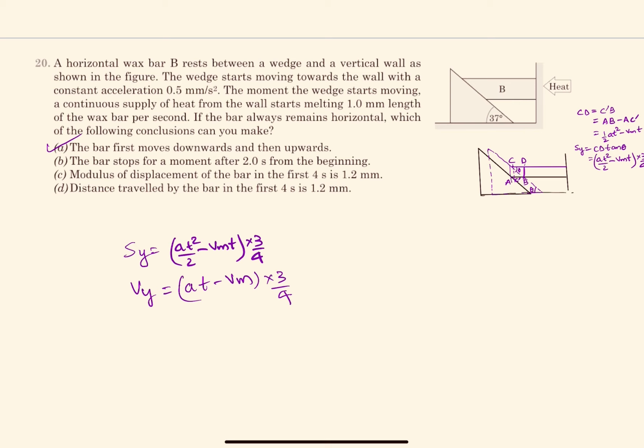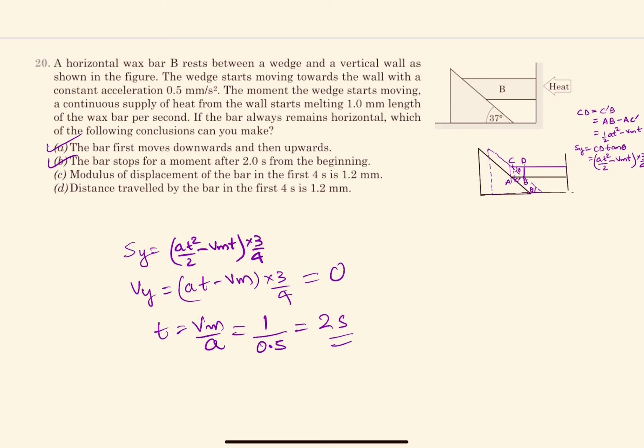So at t equal to what time will it stop? We can find out very easily from here. We just have to equate this to 0. So when we equate this to 0, what do we get? We get t is equal to Vm by A. Okay, so Vm is 1 and A is 0.5 in same units, so you get 2 seconds. Okay, so this second option is also correct.